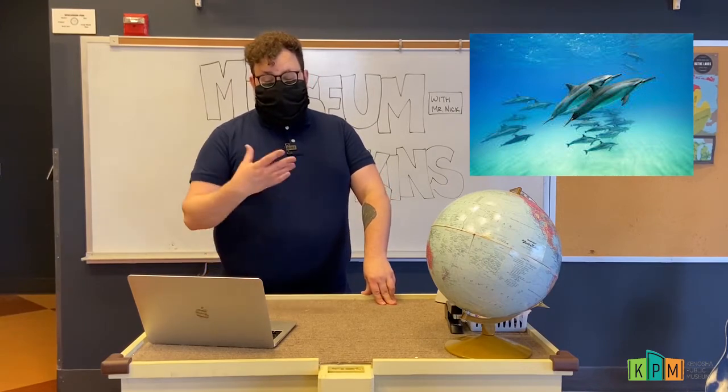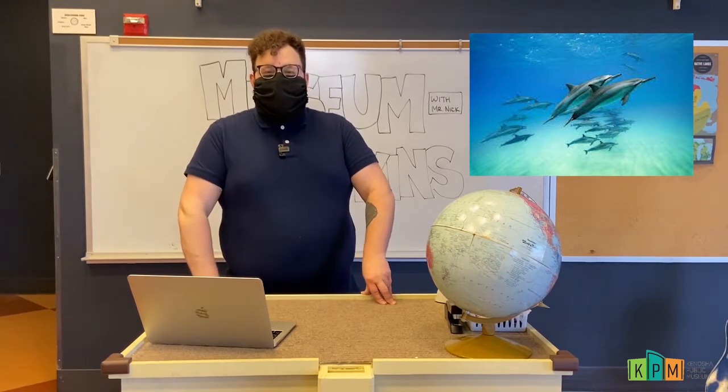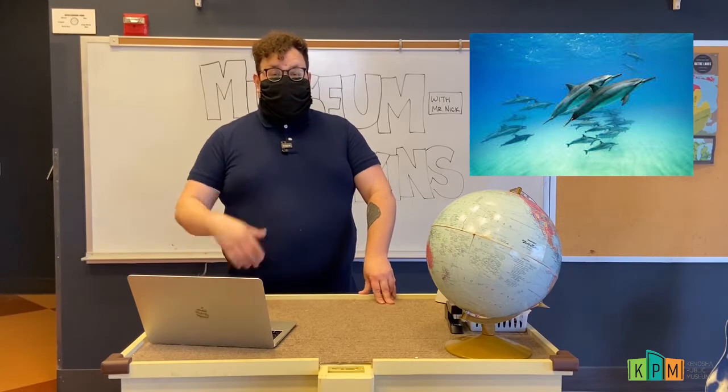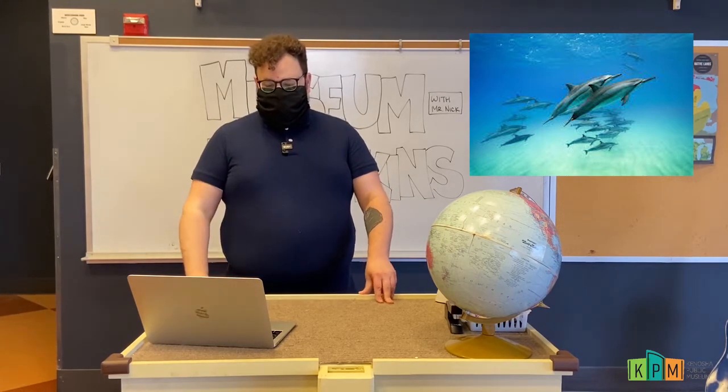Now, dolphins are fast swimmers, and most of them usually cruise along at about 6 to 17 miles per hour. But the orca can actually swim up to about 35 miles an hour.